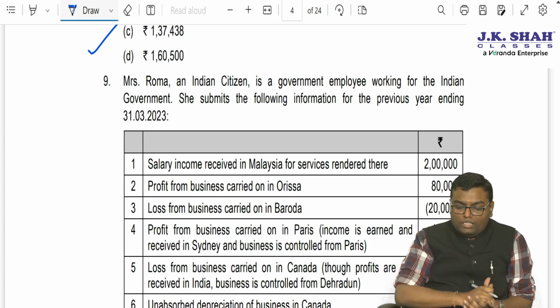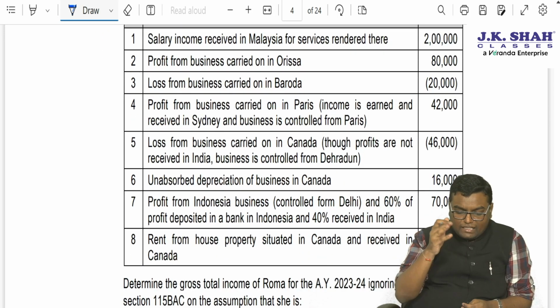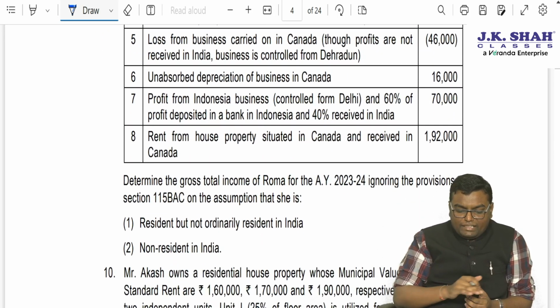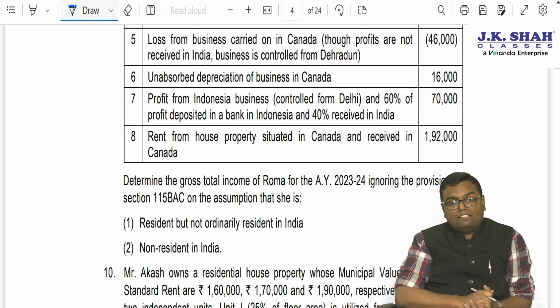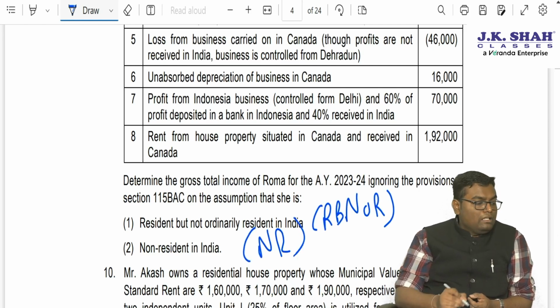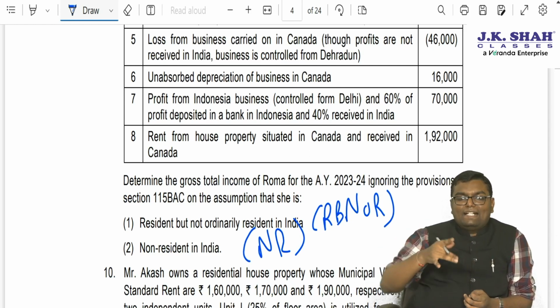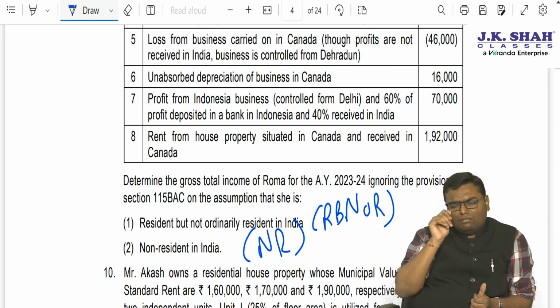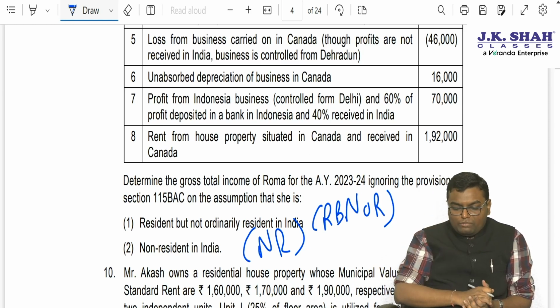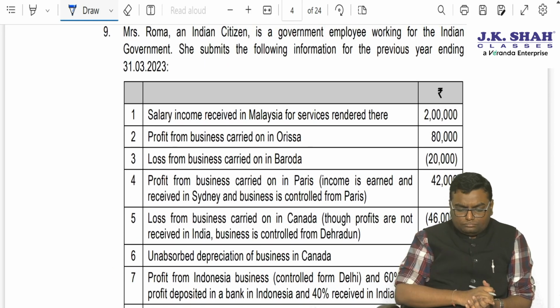She submits the following information for financial year ending on 31st March 2023. Some details are given. And then they have written, determine gross total income, ignoring the provision of section 115 DSC. Assuming that she is RBNOR, resident but not ordinary resident, or non-resident. So here we have to calculate gross total income based on both RBNOR and NR. Scope of income, with that so many other points will also be covered over here. Okay. Let us start one by one.